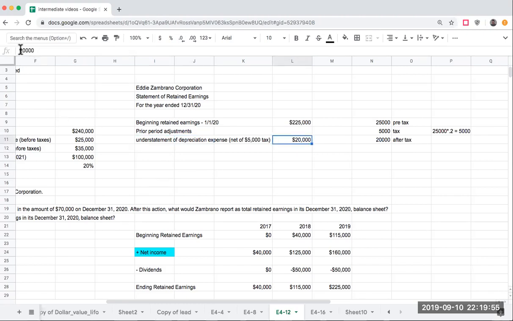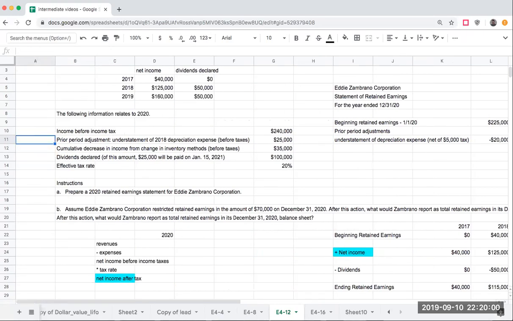And this is going to be a negative amount because I didn't record enough depreciation expense. Again, it's an understatement. I didn't record enough. If it was an overstatement, I would be adding it back in because I took too much. Remember, depreciation expense is going to be reducing my net income, or basically my operating income. So I didn't take enough, so I need to subtract some more out. So the next one I have here is a cumulative decrease in income from a change in inventory methods.